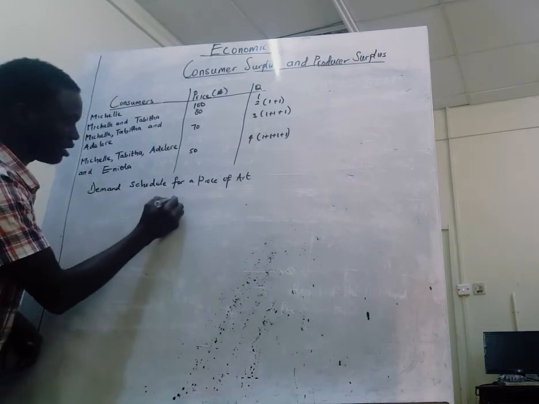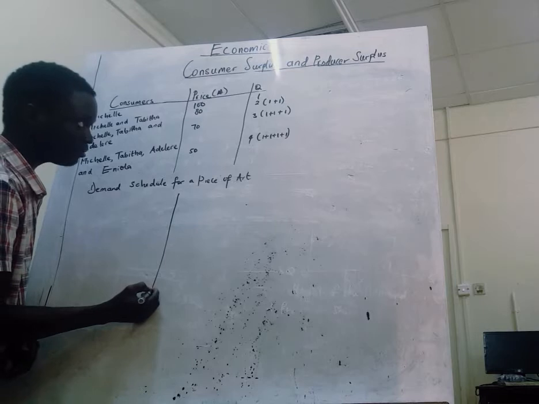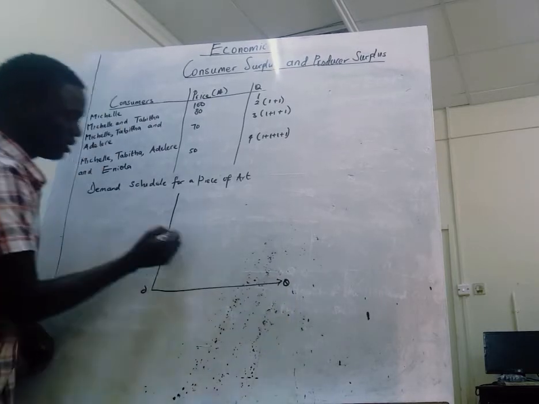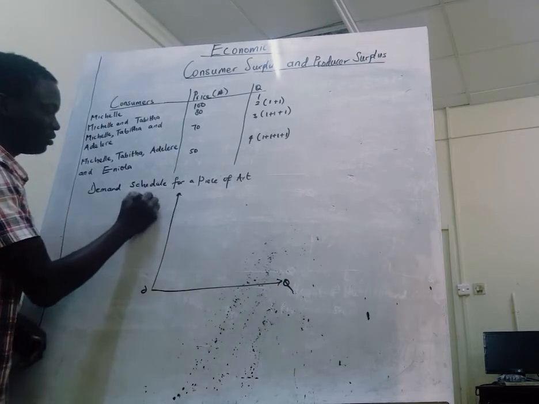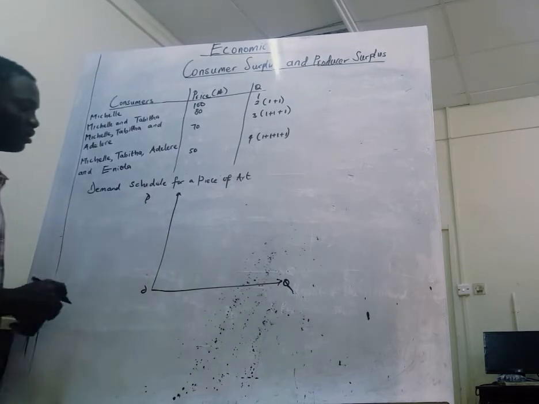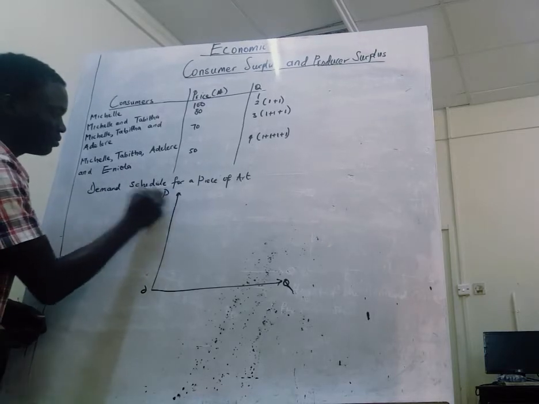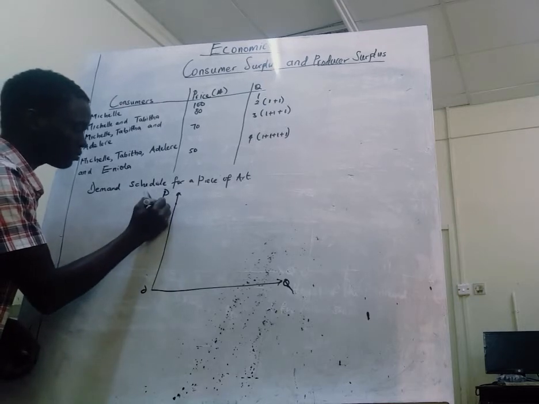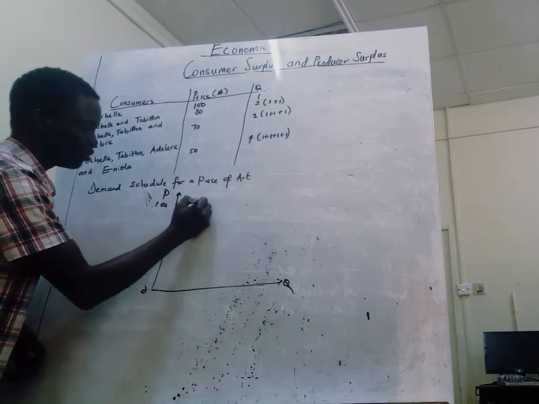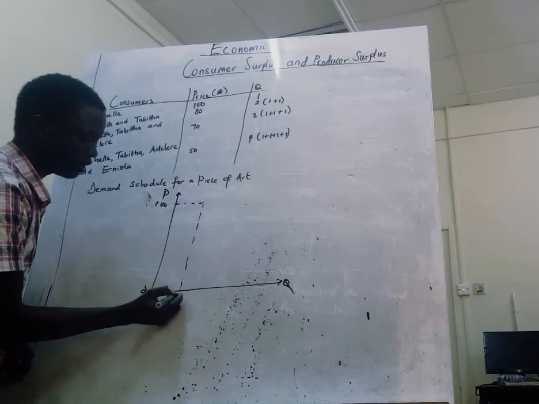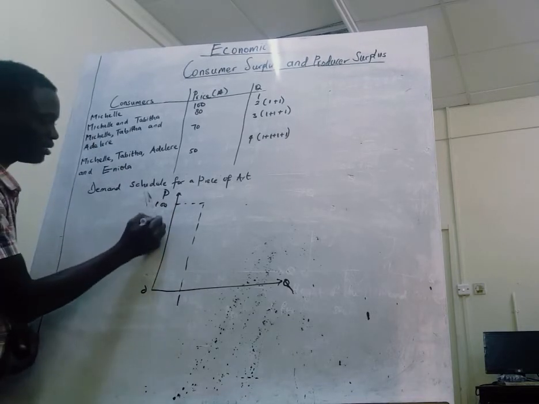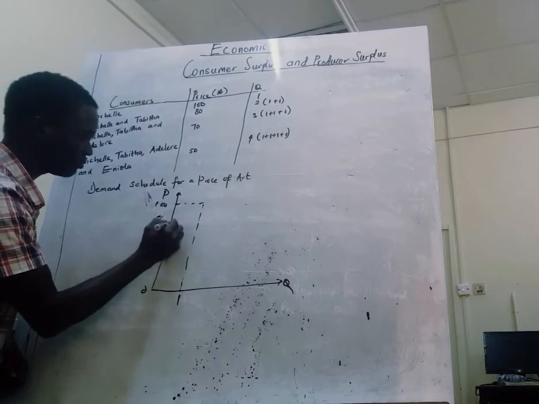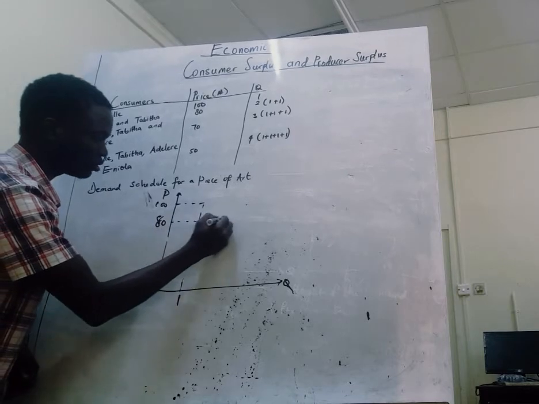Now, we have this. This is 0. This is Q, and this is P. Okay. When the price was 100, we only had one buyer, and that's Mitchell. Now, when the price fell to 80, we have 2 buyers.